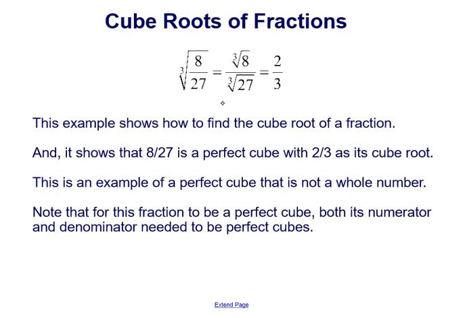So note that for this fraction to be a perfect cube, both its numerator and denominator needed to be perfect cubes. We had to be able to take the cube root of 8 and the cube root of 27. It wouldn't have worked if it was the cube root of 26 or the cube root of 28 or the cube root of 7 or the cube root of 10 in the numerator. It had to be perfect cubes in the numerator and denominator in order for us to complete this example.